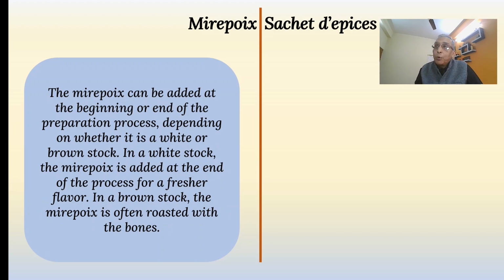Mirepoix, when to add mirepoix into the stock preparations? Mirepoix can be added at the beginning or the end of the preparation process, depending on whether it is a white or brown stock. Why? Because white stock cooking time is less, brown stock cooking time is more. If it is a white stock, the mirepoix is added at the end so that you can retain the flavor to the full extent. In case of brown stock, the mirepoix is often roasted with the bones, so it is added in the beginning only.